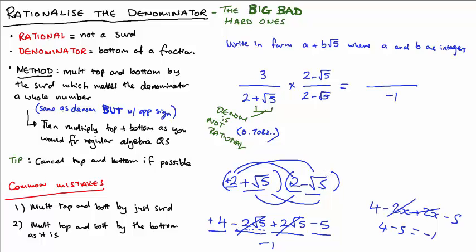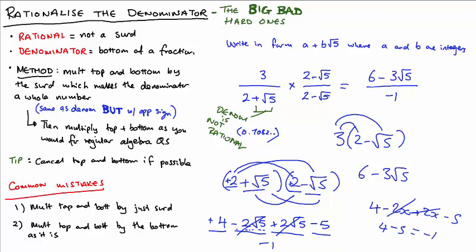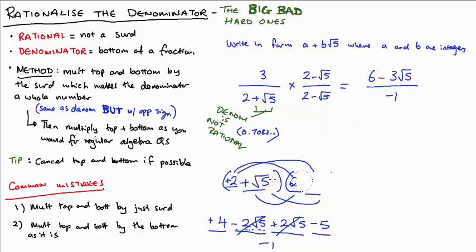It becomes minus 1. Now the top is simple. We're just doing 3 times 2 minus root 5, but we never really care about that. We just have to do it to get the final answer, get the final mark. This one finally becomes minus 3 root 5. See? So this one becomes 6. It's 3 root 5. So that's the rationalized denominator bit done.